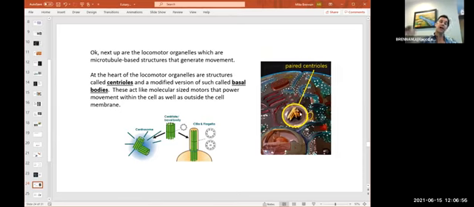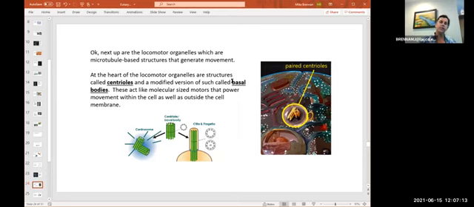angles to each other. And these structures, that damn dog wants out again. These structures are called centrosomes. So a centrosome is a pair of 2 centrioles here.